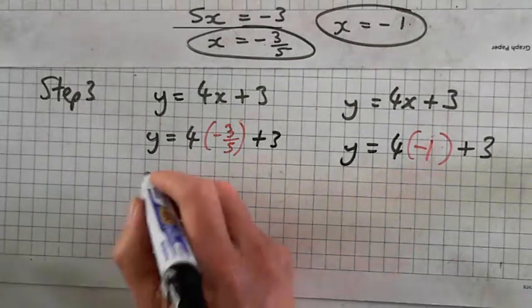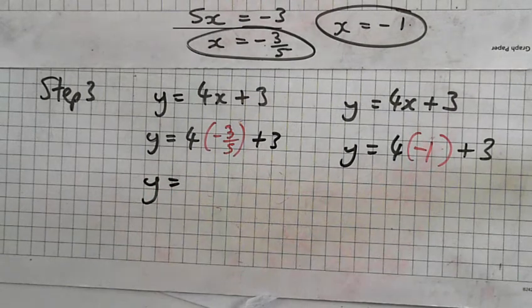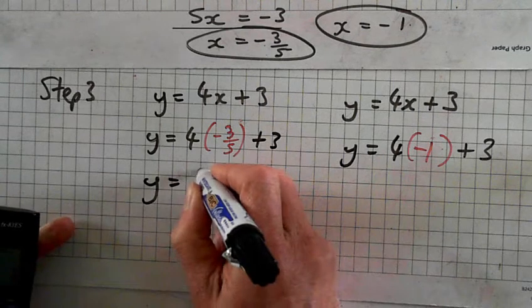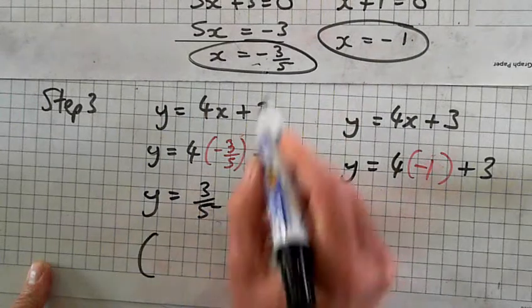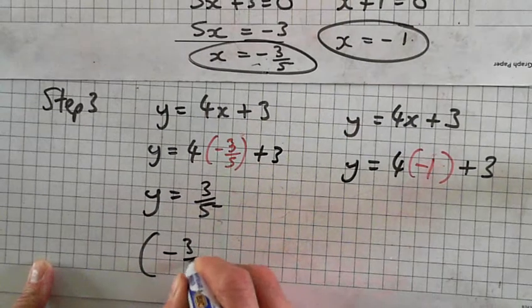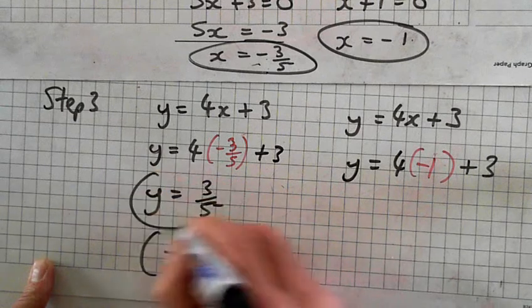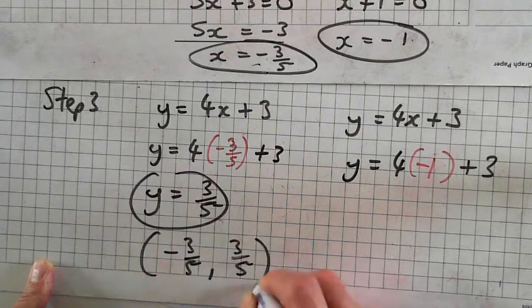You can use your calculator so you don't make mistakes. So 4 times minus 3 over 5 and plus 3. And that happens to be 3 over 5. So your x value is minus 3 over 5, and your y value is 3 over 5. That's what you're looking for.